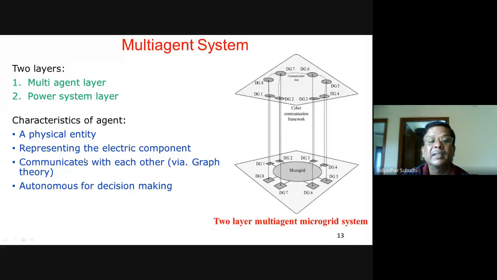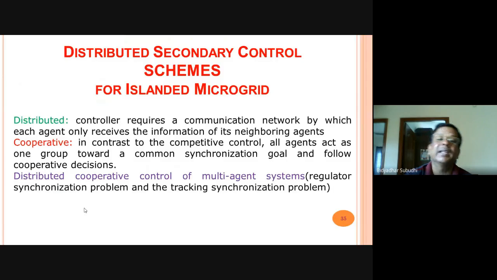Now, what is the characteristic of each agent? It is a physical entity, unlike a point agent, and it represents electric components, they communicate with each other by a graph, and they are autonomous for decision making. This is the difference between the point agent and the physical agent. Now we try to design a distributed secondary control by employing this consensus-based, graph theory based, or multi-agent system based control.